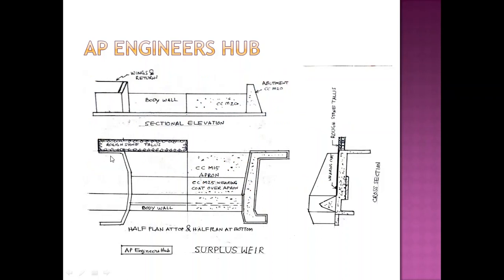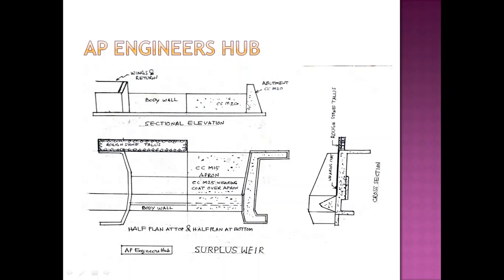For understanding purposes, this is the drawing of the surplus weir. This is half plan at top and half plan at bottom. This is the top view, this is the top view of 0.45. Here, this is also the bottom plan. This is the bottom width, this is the top width. This is M15 for apron. This is M20 for wearing coat. This is the body wall. This is the section elevation.